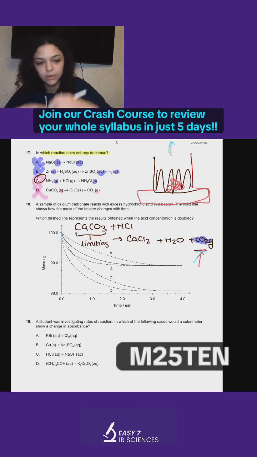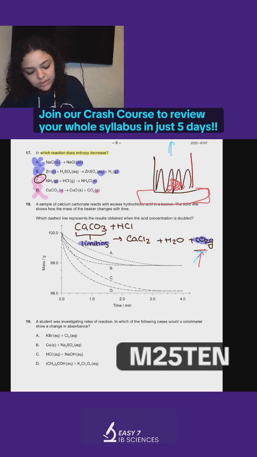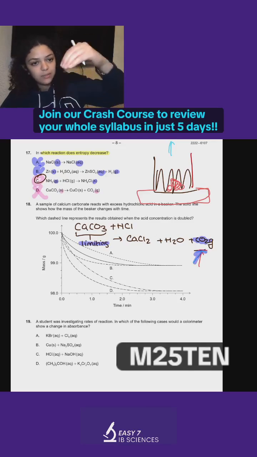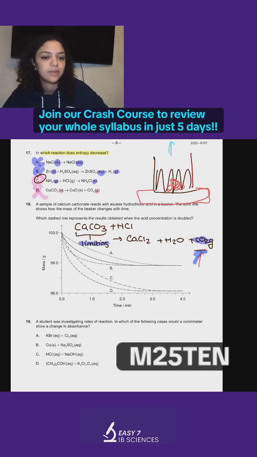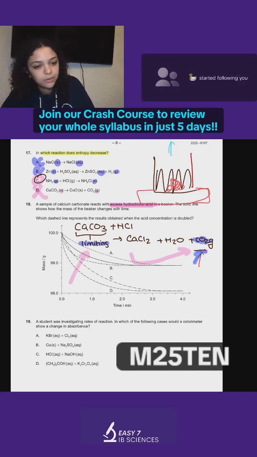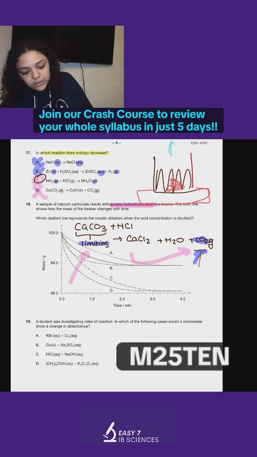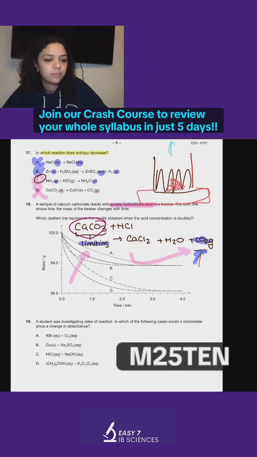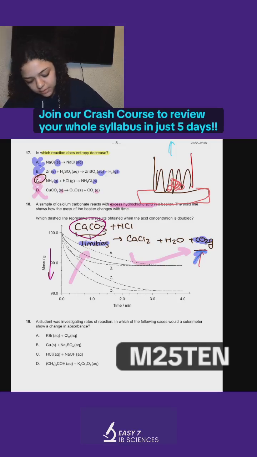But bringing it back to the question, we know that the limiting reactant is what affects how much product I produce, how much of this mass decreases and goes into forming the CO2 gas. So if I tell you that I double the excess acid, the excess acid does not affect how many moles of product I produce. It's all dependent on the limiting reactant. It doesn't matter that I double the concentration, because only when I change the limiting reactant does that affect my product formation and therefore my mass loss.